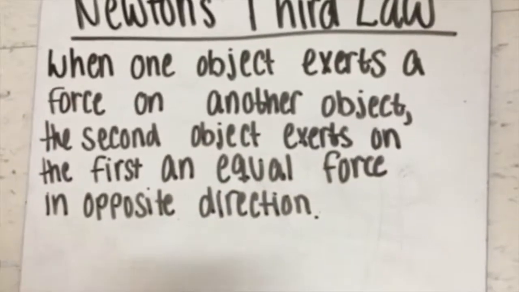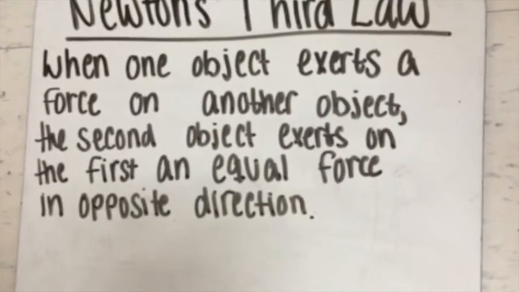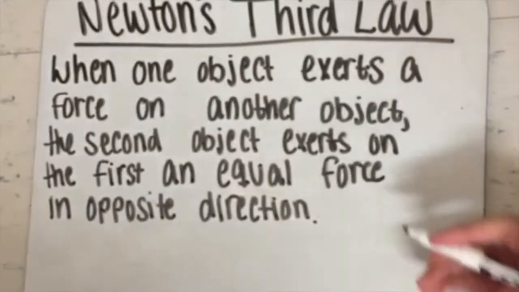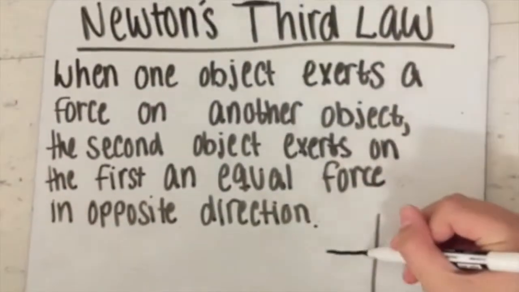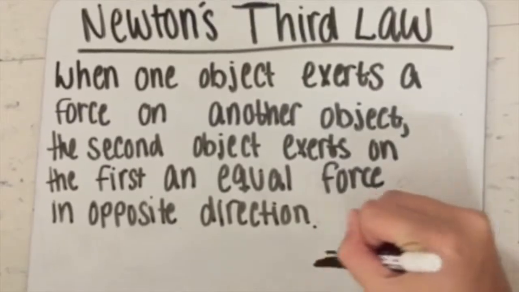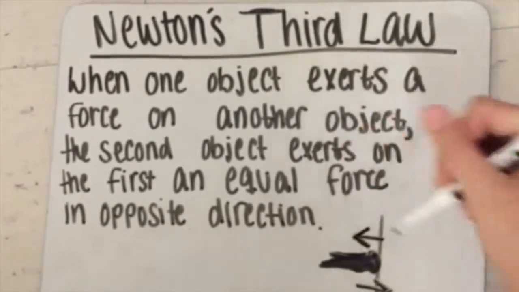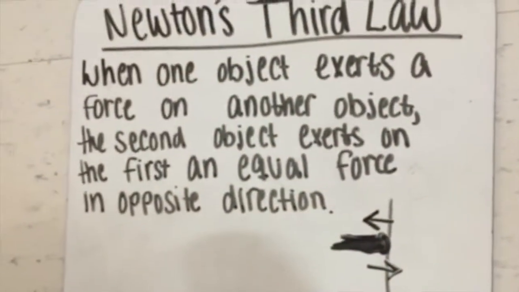Newton's third law states that when one object exerts a force on another object, the second object exerts on the first an equal force in the opposite direction. For example, if you're punching a wall, then you exert force onto the wall, and the wall also exerts the same amount of force onto your hand in the opposite direction.